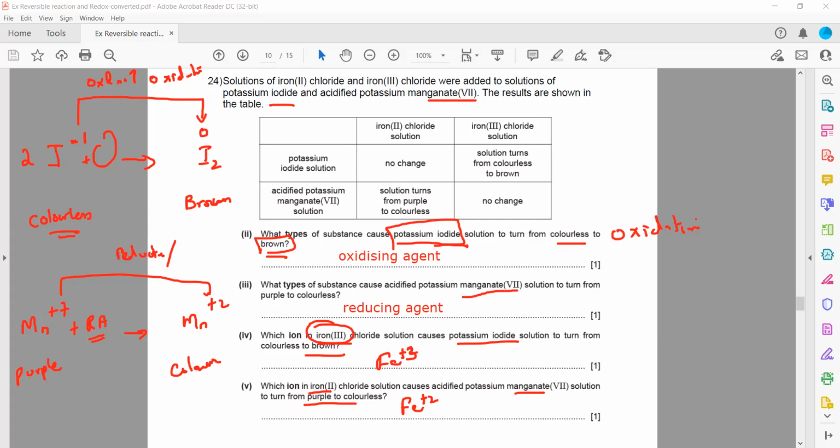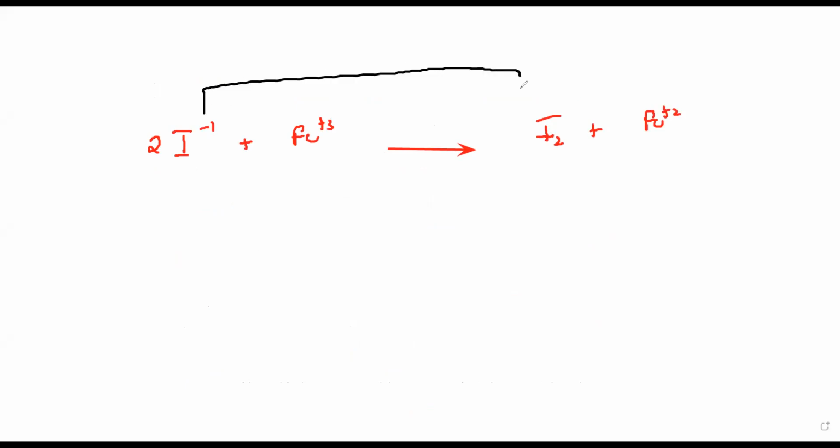Basically what happened, like you have iodide ion, it is reacting with iron 3 and it turns into iodine molecule plus iron 2. This is the equation. So when we work out this equation, iodide ion is changing into iodine molecule. So oxidation number is increasing. We call that oxidation.